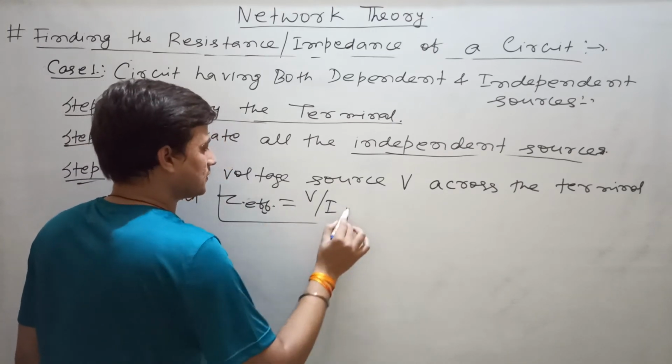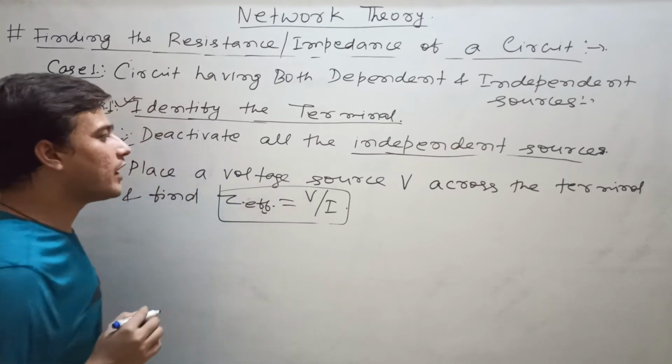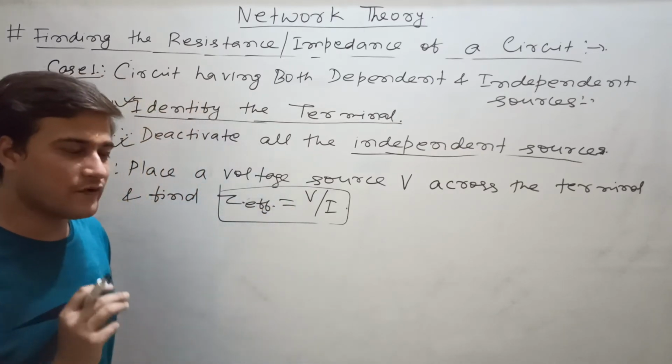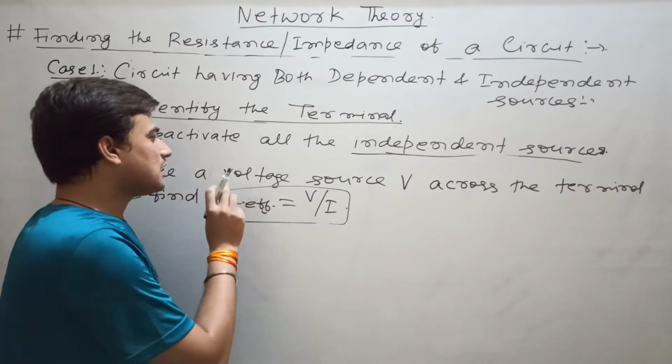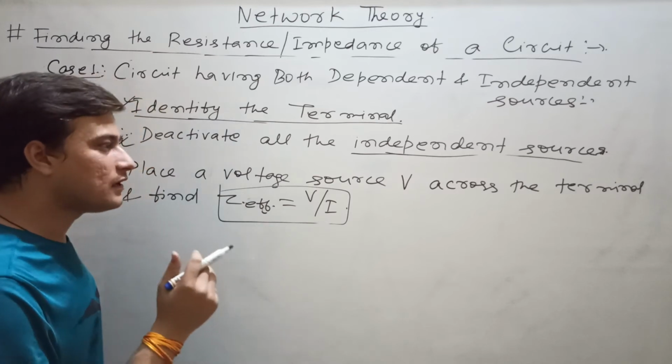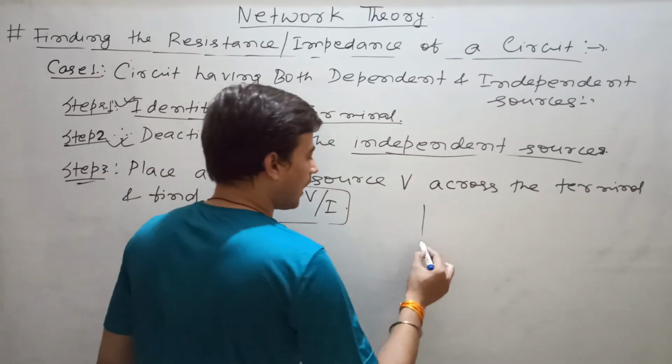What is the meaning of this? This time you are not going to find R equivalent by observation. This time it is compulsory for you to place a voltage source V across the terminal, and that voltage source will deliver a current I.